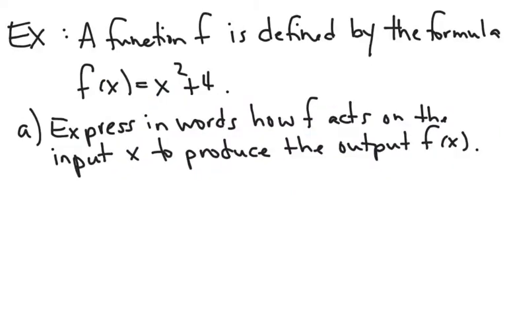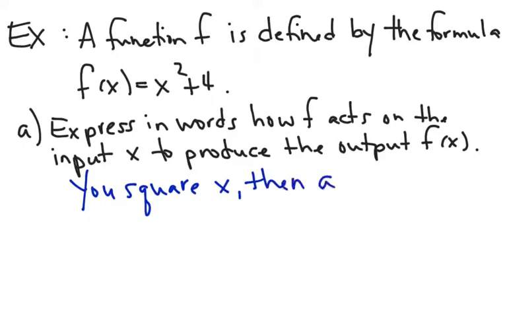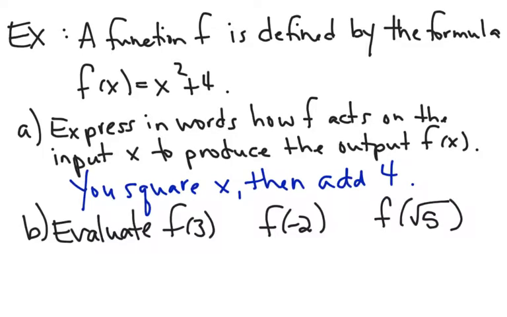So let's do an example where we're working with a function. A function is defined by the formula f of x is equal to x squared plus 4. Express in words how f acts on the input x to produce the output f of x. All they're asking you to say is that you square x, then add 4. All you have to do is think about this in terms of order of operations. If you were to plug a number into this equation, what would you do to simplify it if you did not have a calculator?